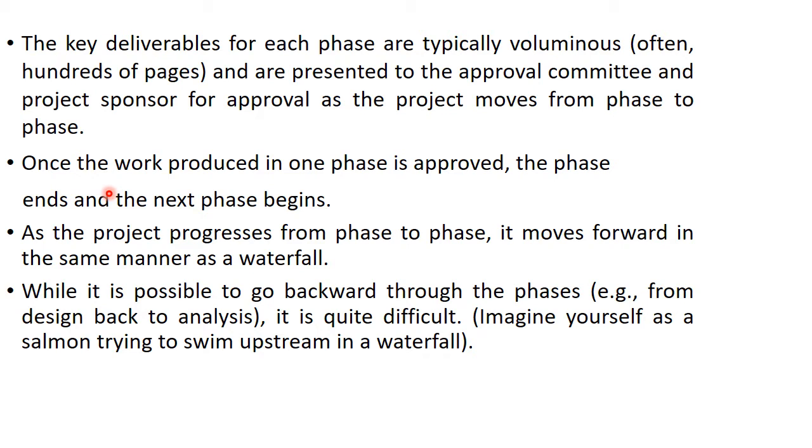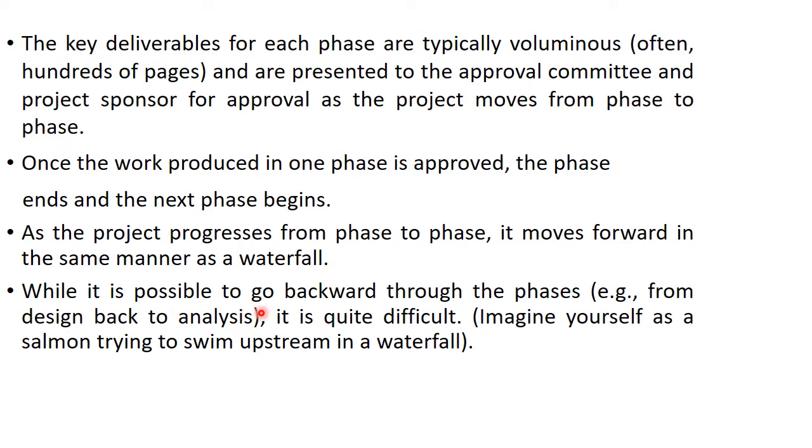Once one phase is completed, suppose we have started with the planning phase, and when that first phase is approved, then the phase ends and the next phase will begin. It means that all the requirements we have completed in the planning phase, and when we have finished that phase, then we will move further to the next phase. And as we know, waterfall moves in the forward direction, so as our project progresses from phase to phase, it also moves in the same direction.